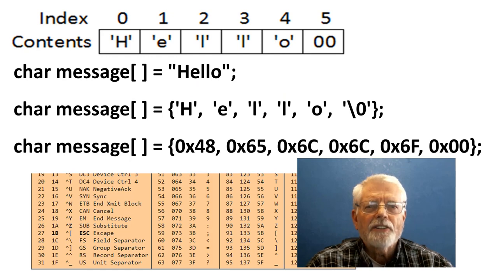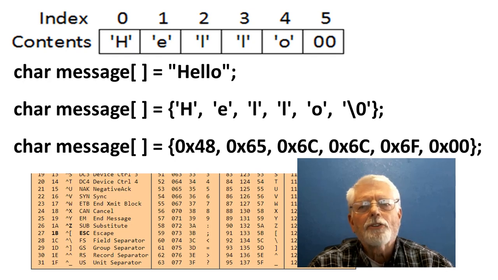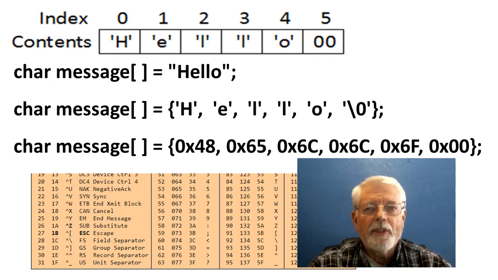Here is the exact same bit pattern in memory for the string hello, but this time created as a collection of hexadecimal values. char message[] = {0x48, 0x65, 0x6c, 0x6c, 0x6f, 0x00}; This time, I used a hexadecimal 0x00 for the null byte instead of the single quote backslash 0 single quote. They both do the same thing.